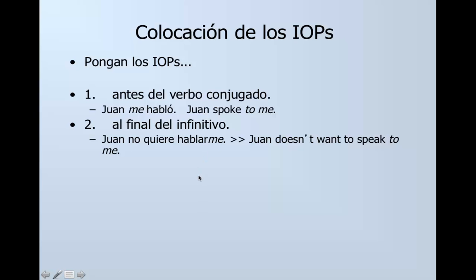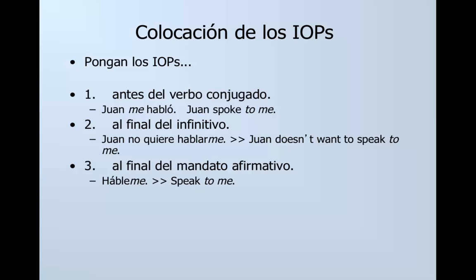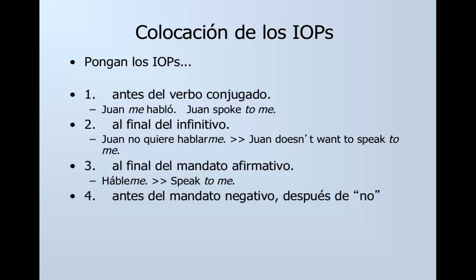Juan no quiere hablarme. And just like with the direct objects, you have two options. You can put it before the conjugated verb, or you can attach it to the infinitive. So you could also say Juan no me quiere hablar. It would be another option. When you have an affirmative command, you have to attach it to the end. Hábleme, speak to me. And when you have a negative command, it goes after the no, before the verb. So no me hable. Don't speak to me.